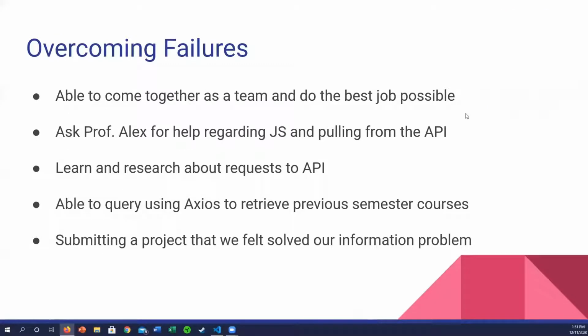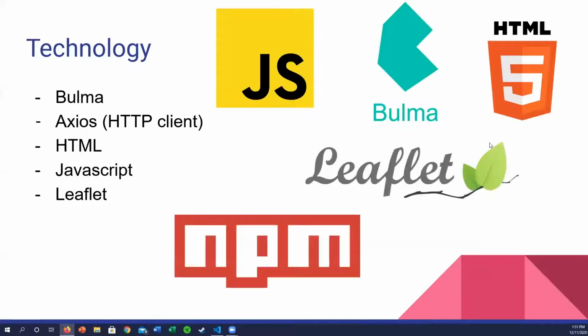So, of course, because of these failures, we had to overcome them. So we were able to come together as a team and do the best job possible during these difficult times. We always asked Professor Alex for help regarding JS and pulling from the API. And we, of course, had to learn and research more about requests to the API. We were able to query using Axios to retrieve previous semester courses, and of course, submit a project that we felt solved our information problem and met our standards.